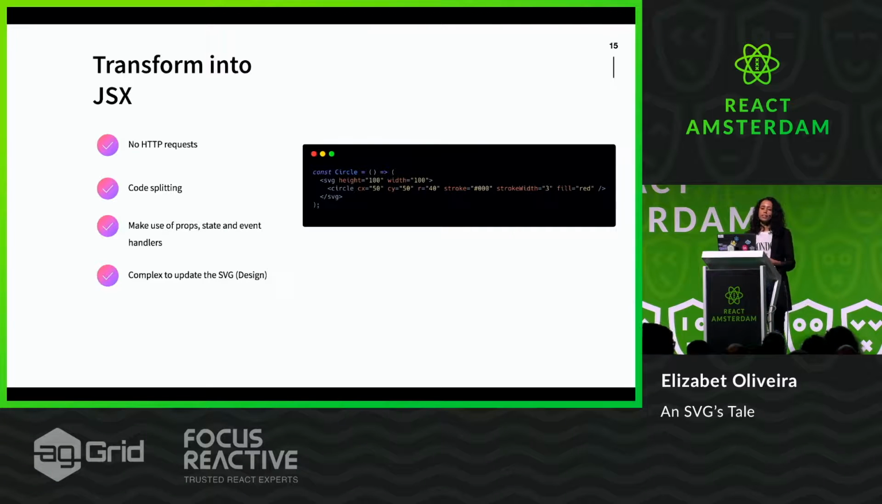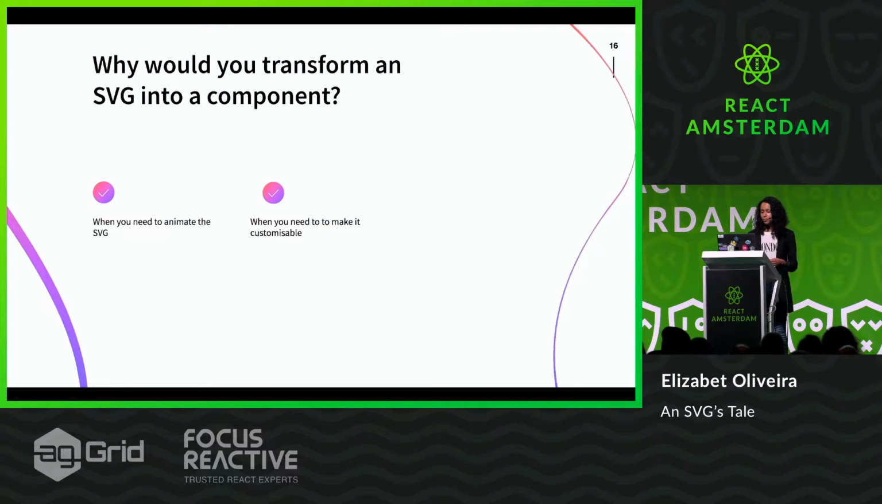But a bad thing is that it's really complex if you want to update the design. Imagine that you have an illustration, and days later the designer says, oh, we want to update this part of the design. Because you already split the design in different parts, you have to find that part and replace it, and probably it's already JSX, and maybe there are different props, so it makes it really hard to update the design. But the question is, why should you transform an SVG into a component? Why would you do that?